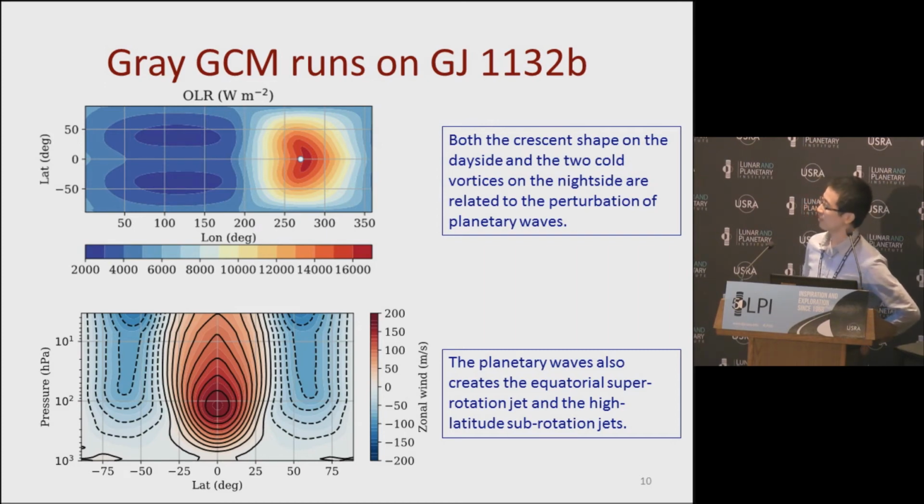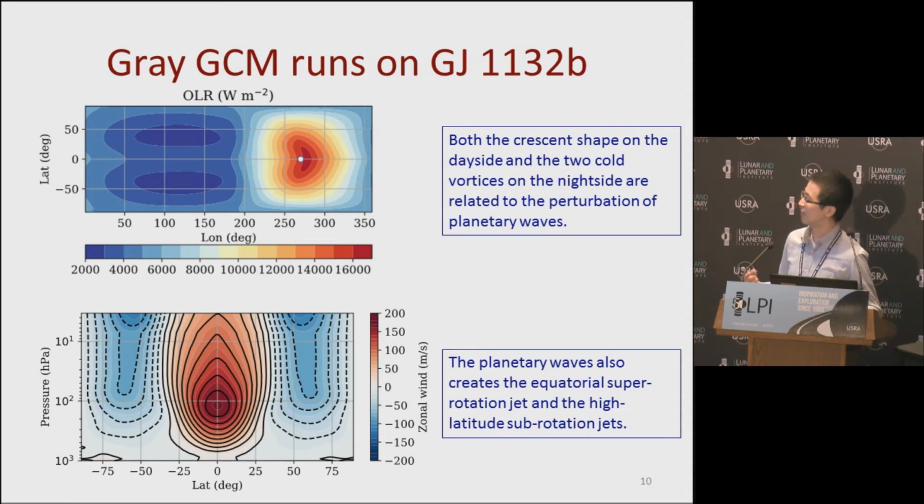This is the OLR map again. It's totally different from the CO2 map I showed you before. Both the crescent shape on the day side and the cold gyres on the night side are related to the perturbation of planetary waves that are excited by the big thermal contrast between day and night side.